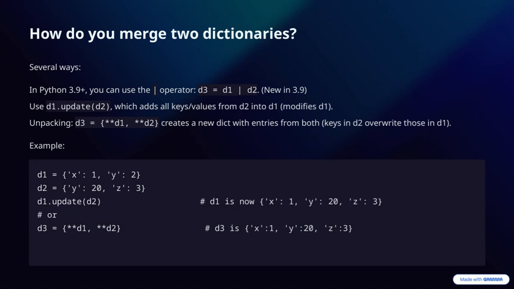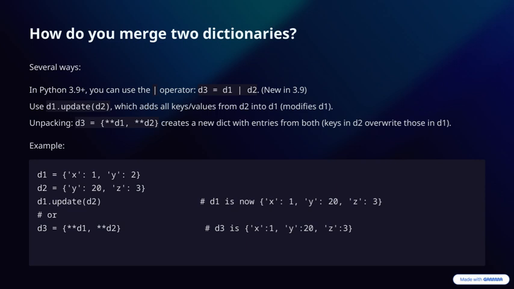Another way is to create a new dictionary by unpacking both dictionaries. We can do this with d3 = {**d1, **d2}. This creates a new dictionary that combines entries from both, with keys in d2 overwriting those in d1 if there's a conflict. It's a neat, concise way to merge without modifying the originals.